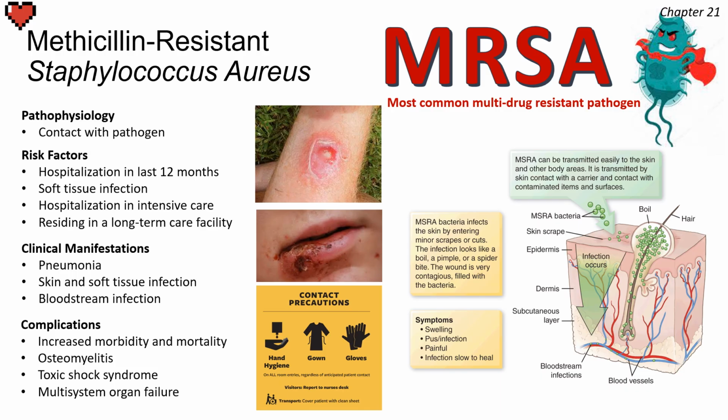So complications: increased morbidity and mortality. So maybe you were already sick, but you get MRSA, and now you're going to die. It kind of pushes you quicker to the end. Osteomyelitis, that's infection of the bone, toxic shock syndrome, and multi-organ failure, so not good things. Here are some pictures of MRSA infection. We want to make sure these patients are on contact precautions. Okay, contact precautions, so good hand hygiene, gown and gloves.